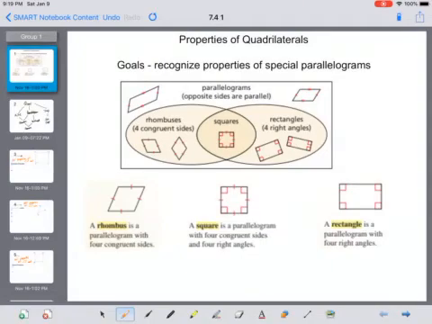All right, today we're going to look at 7.4. We're going to look at different properties of quadrilaterals. Today we're going to recognize the special properties of parallelograms. So we're going to look at a rhombus, a square, and a rectangle.